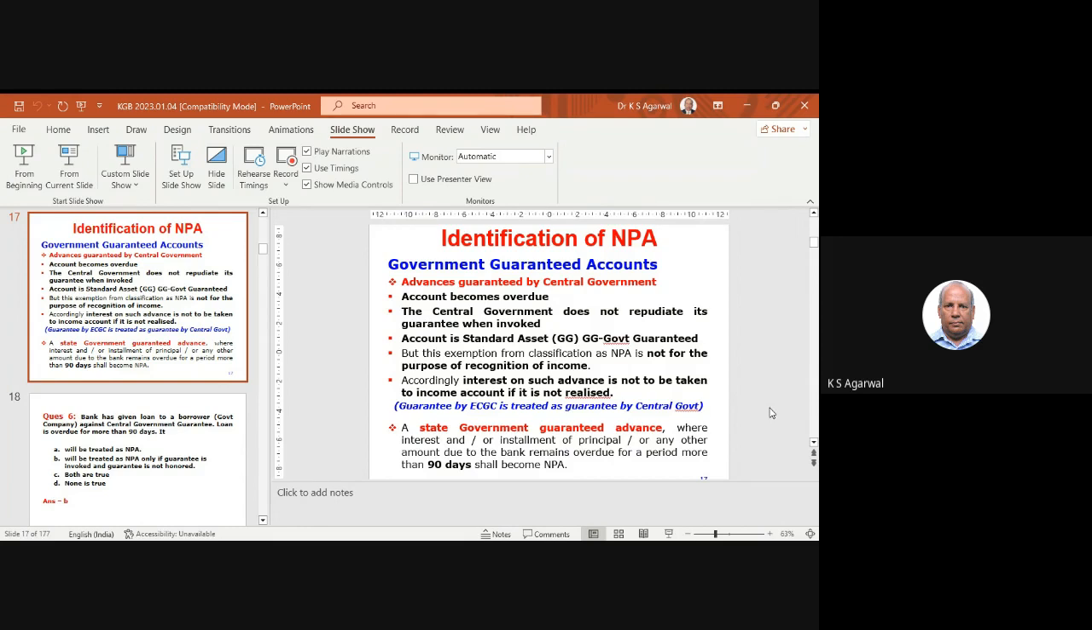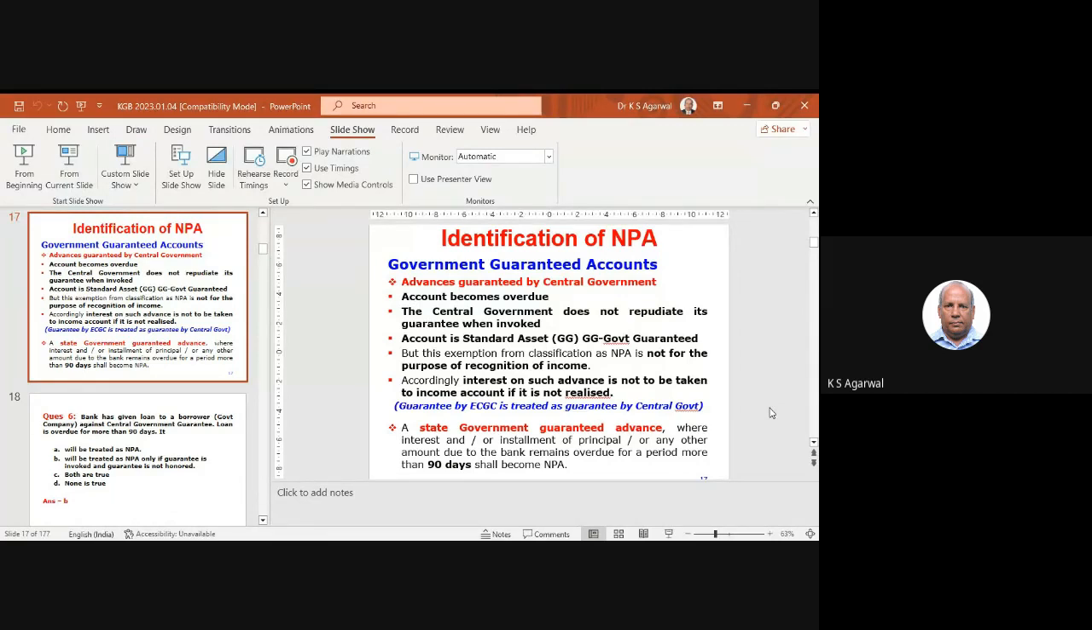If the account becomes overdue, we invoke our guarantee and central government does not disown the guarantee. They say that we do not accept the guarantee for some reason or the other. They agree to honor the guarantee. Then such account, for asset classification purpose, will be treated as a standard asset. It will be categorized as standard asset GG.